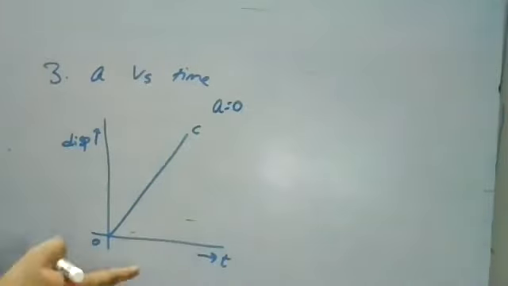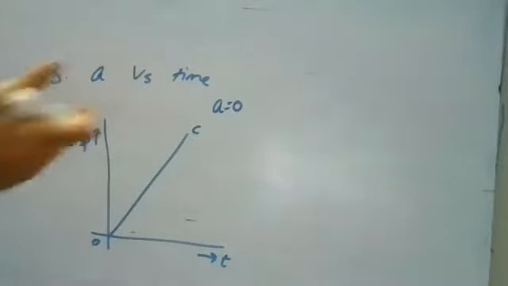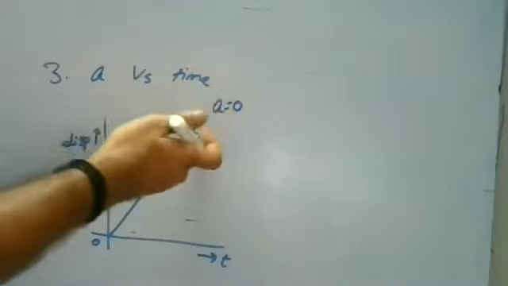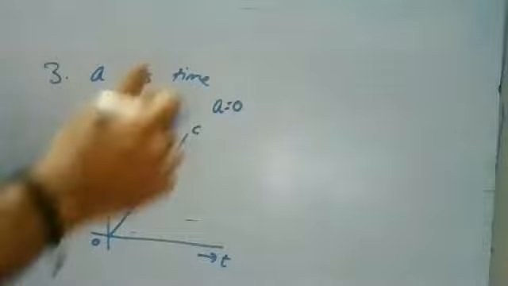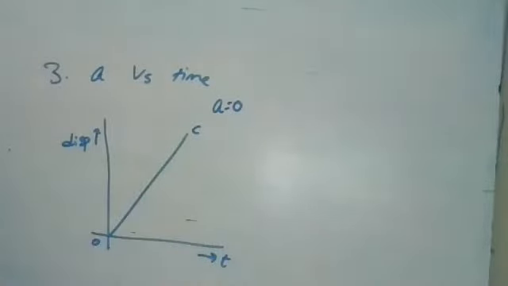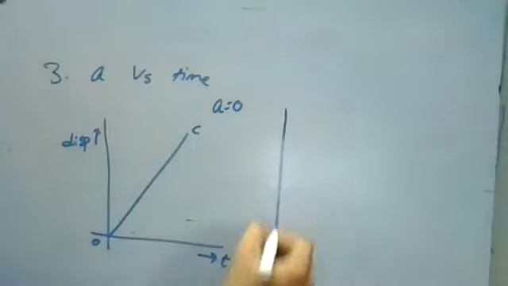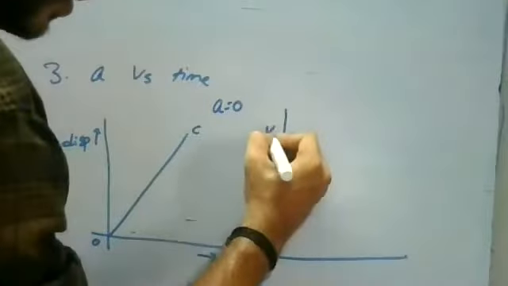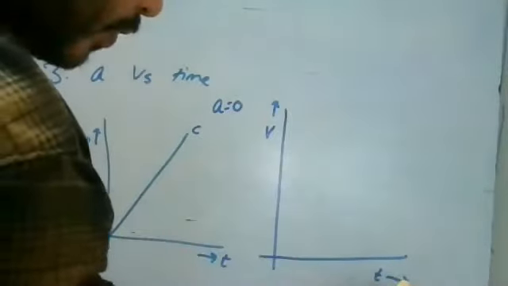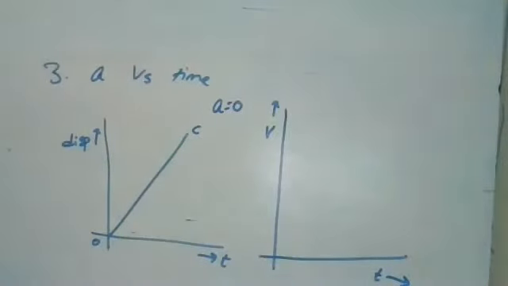When the displacement versus time graph is increasing, that means velocity is constant. When velocity is constant, acceleration is equal to 0. And the velocity and time graph is a straight line parallel to the time axis.